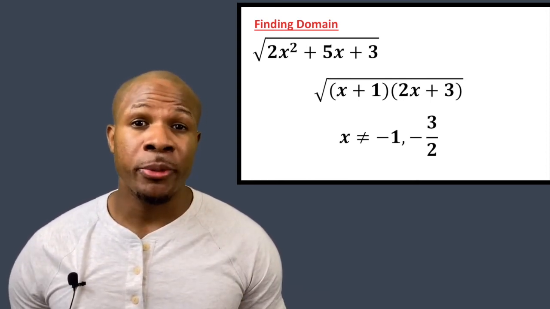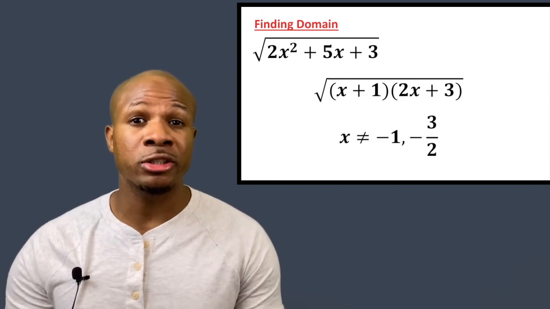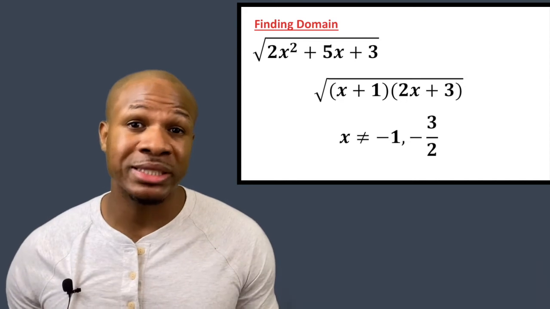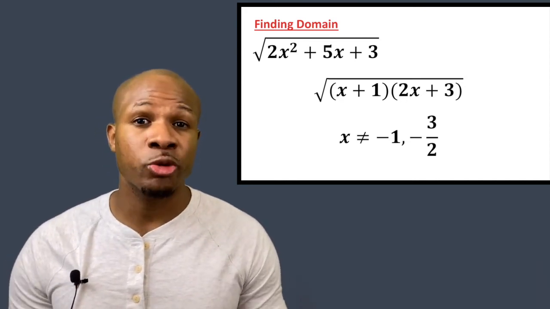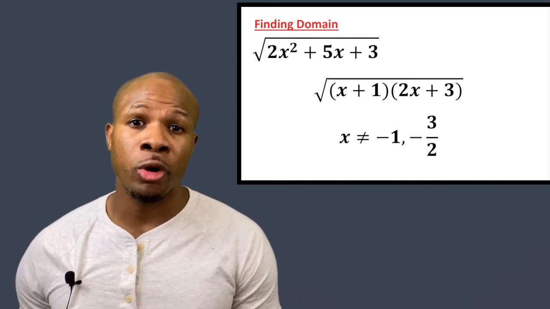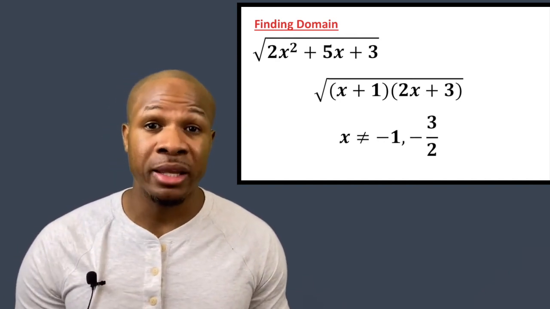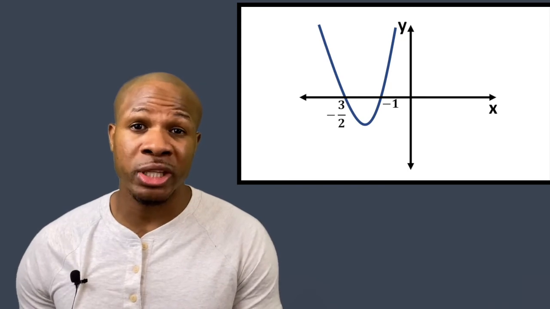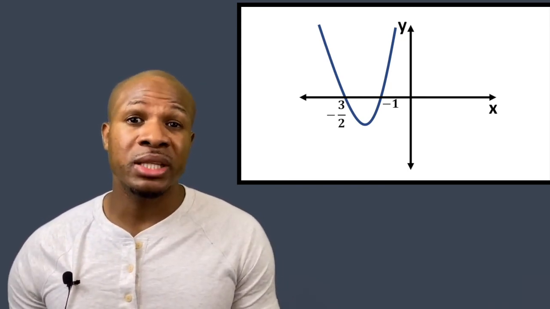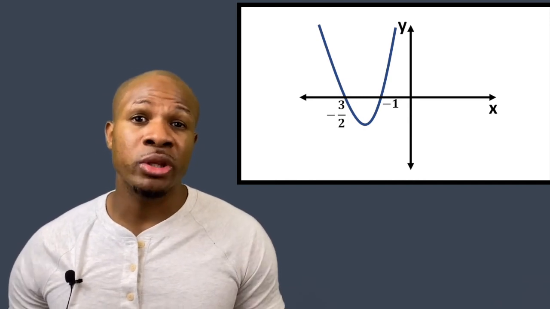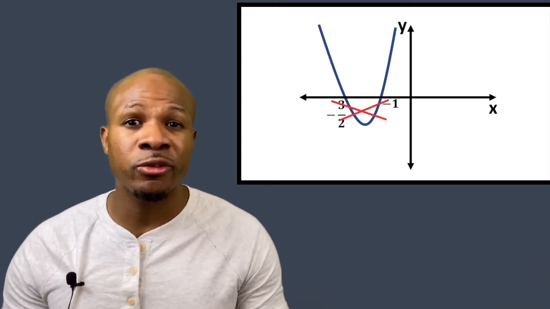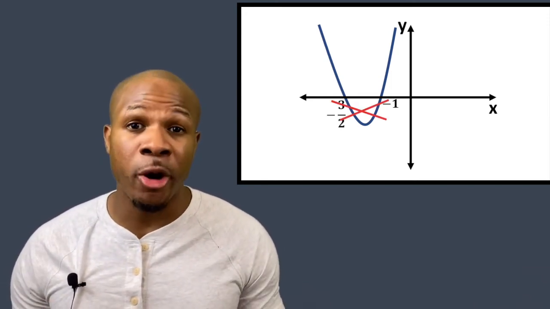But we also have to remember that this polynomial is also inside a square root. And remember, the square root of a negative is not a real number. It's an imaginary number. So negative values under the square root are also not allowed in our domain. So we need to look for where this polynomial would be negative. And of course, this polynomial is a quadratic. It is an upward parabola, which means that this function is negative between the values of negative 3/2 and negative 1. So we also have to exclude that region from our domain.